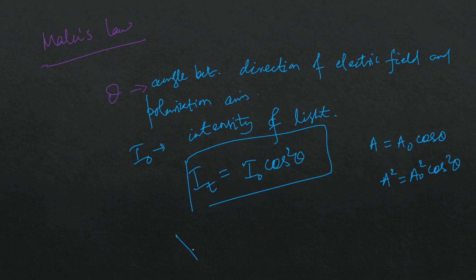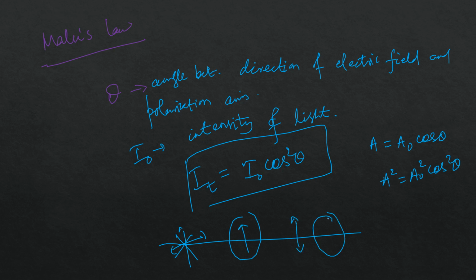Suppose this is your unpolarized light like this. It's going here. This is your polarizer. So this will be polarized like this. And this is another polarizer, which makes an angle theta with it. So it will come out again like this. This is called an analyzer. This is a polarizer, this is an analyzer.